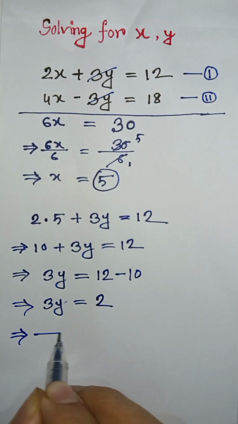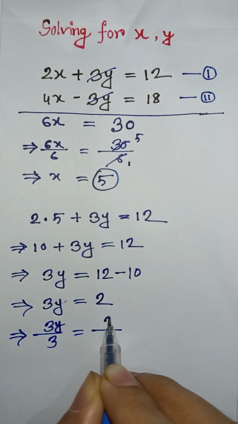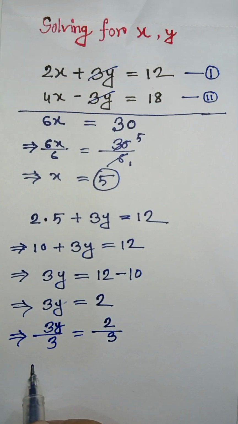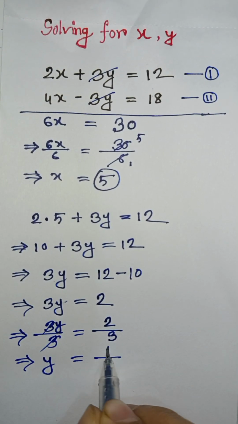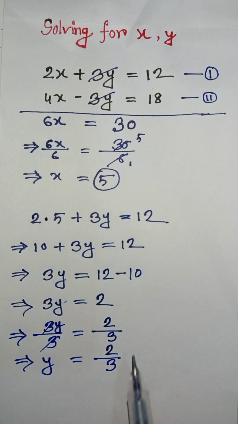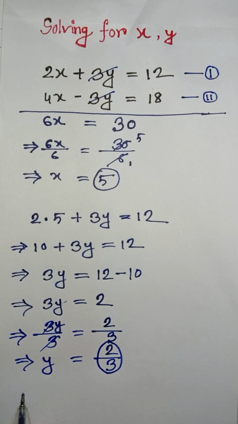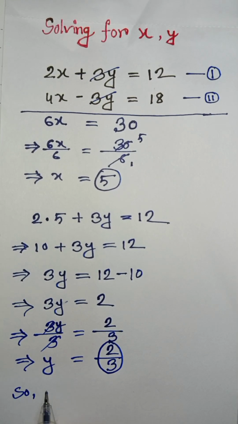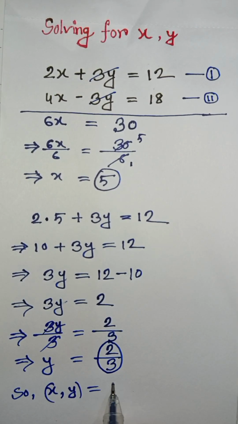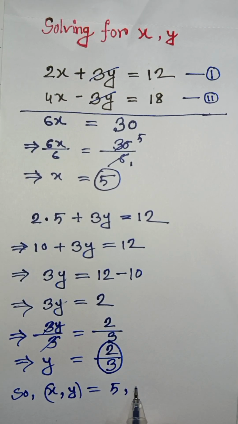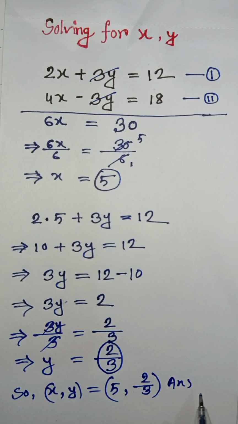By dividing 3 from both sides, it becomes y equals 2 divided by 3. This one is the value of y. Okay, so x equals 5, y equals 2/3. This one is the answer.